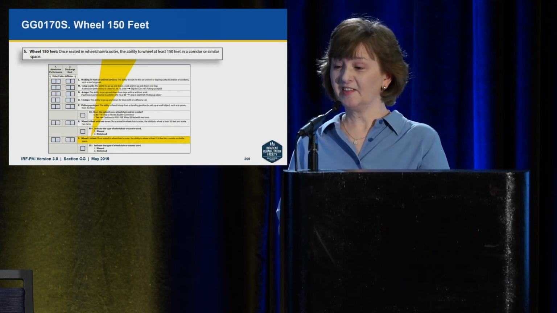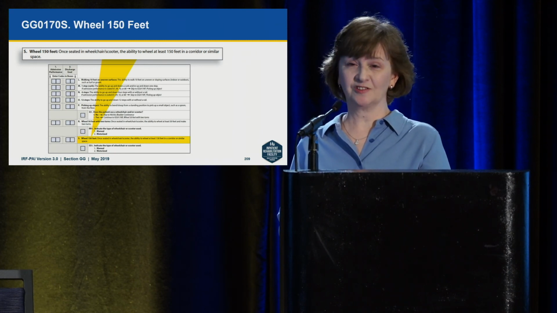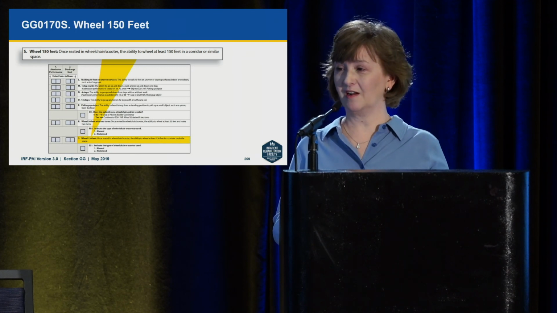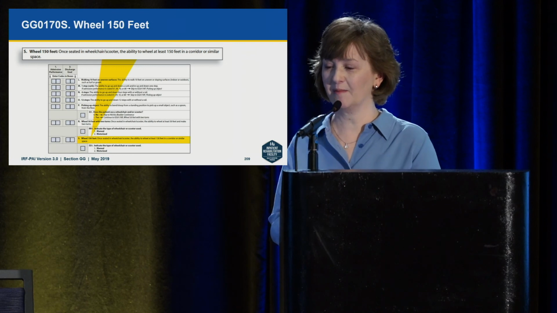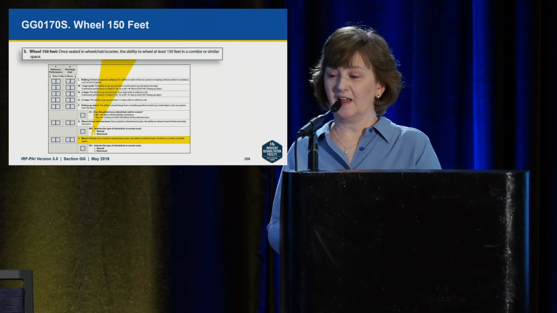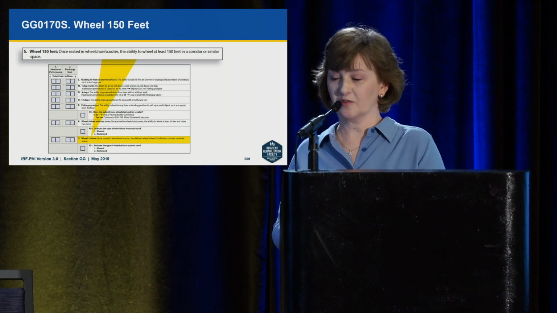So the last activity is 150 feet, and this, again, is wheeling and starts once the person is seated in the wheelchair or scooter, and that's because we've already covered the transfer in a separate activity. We covered that some time ago. And we're now looking at the ability to wheel at least 150 feet in a corridor or similar space.